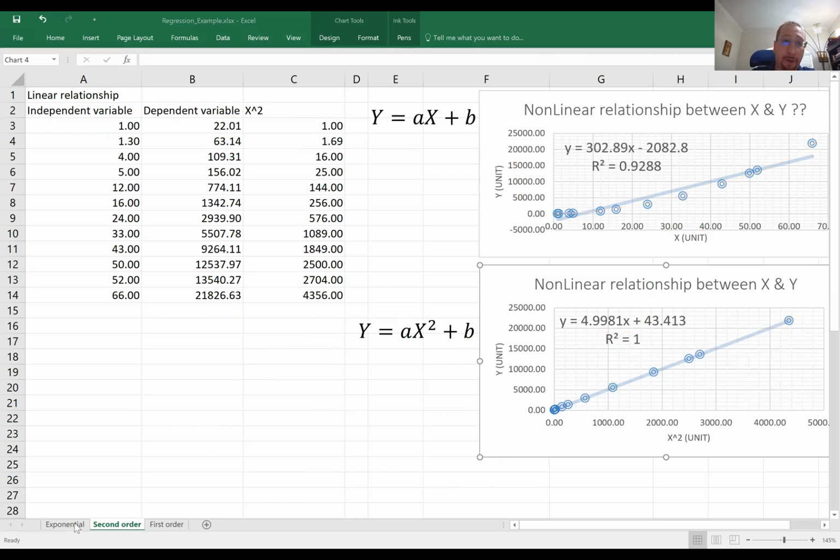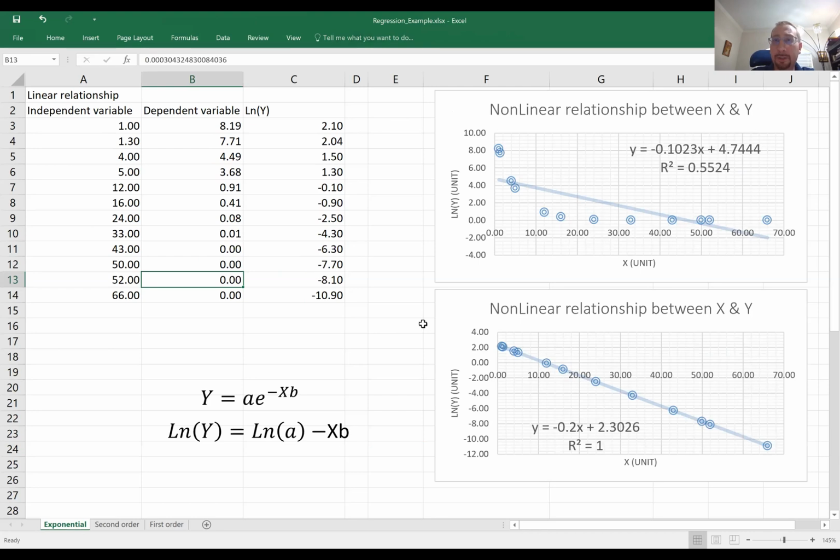Now, we can even go for another function. Let's look at this guy. If I just plot X as a function of Y, I get this curve.